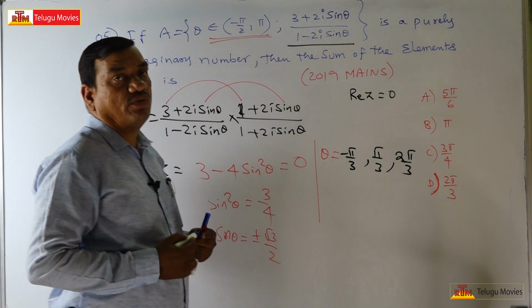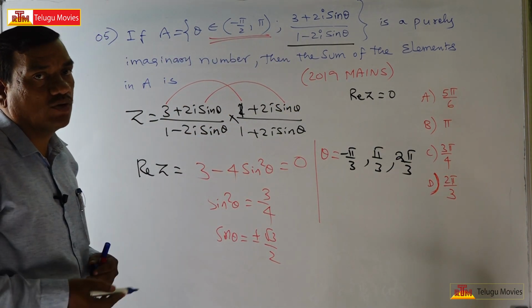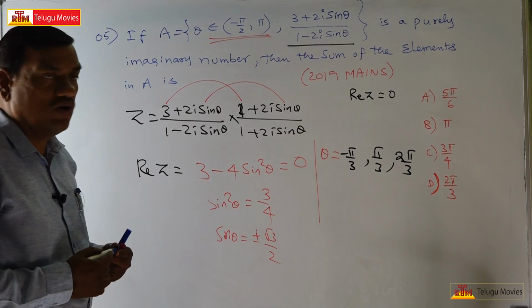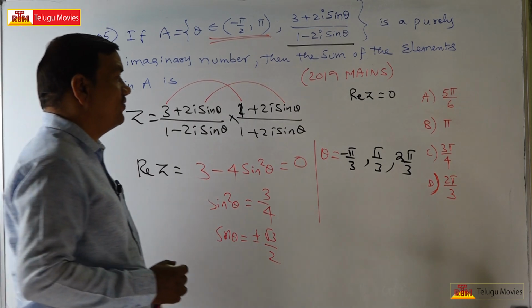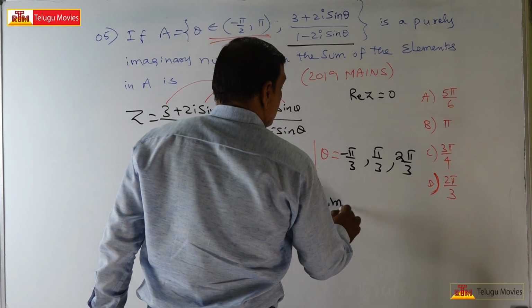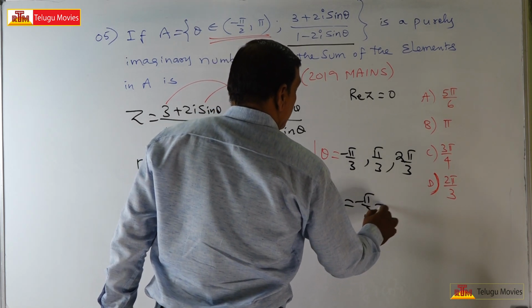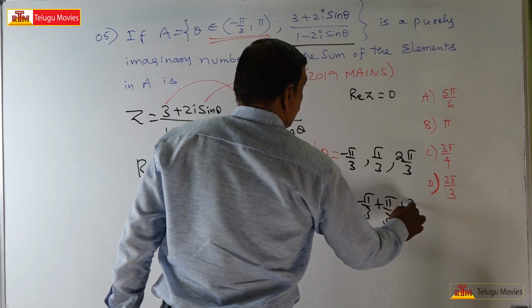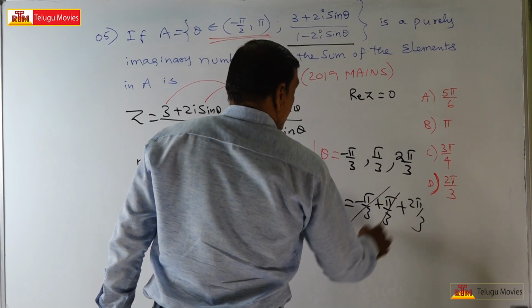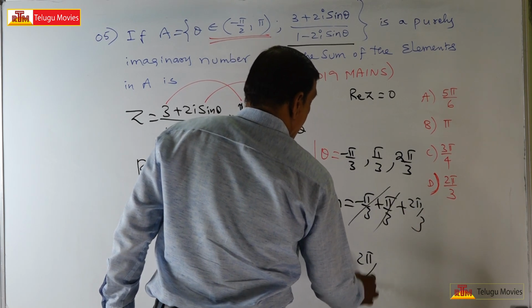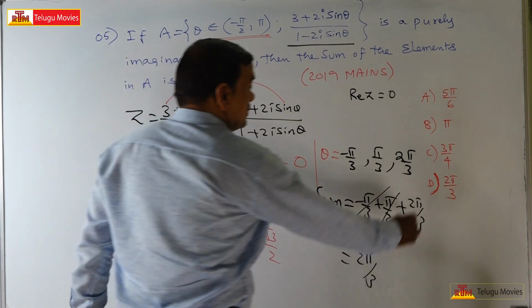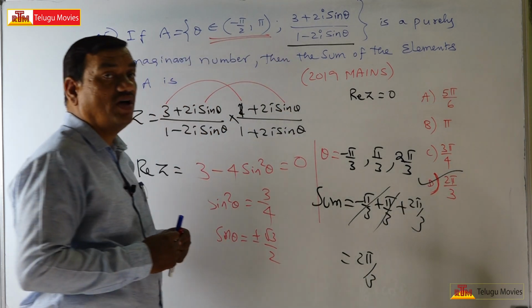Sin 120, that is 180 minus 60, belongs to the second quadrant. Therefore that is also sin 60, root 3 by 2. So what is the sum of their angles? The sum is minus pi by 3 plus pi by 3 plus 2 pi by 3. Those two will get cancelled, so your right answer is 2 pi by 3.